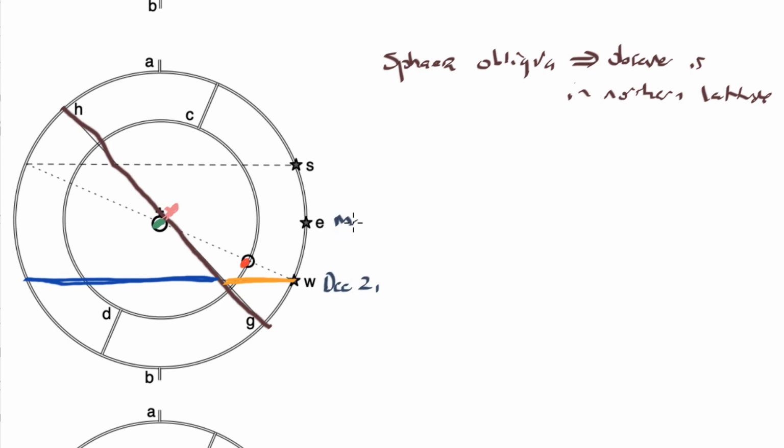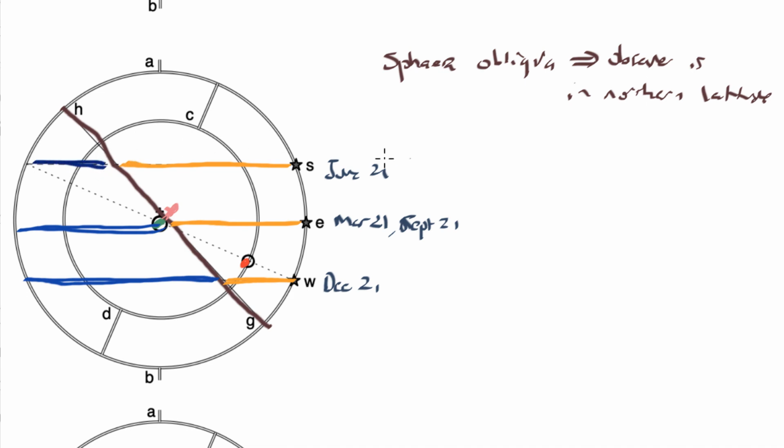On March 21st, the vernal equinox, and likewise on September 21st, the autumnal equinox, the sun is above the horizon for 12 hours, and it is below the horizon for 12 hours. And then on the summer solstice, June 21st, the sun is above the horizon for much longer than it is below the horizon. So that corresponds to long days and short nights.